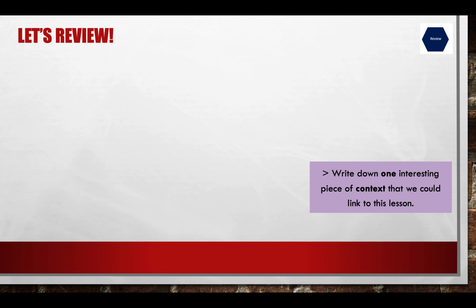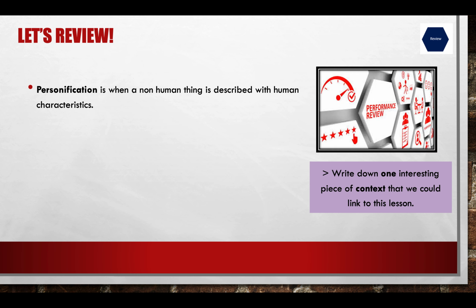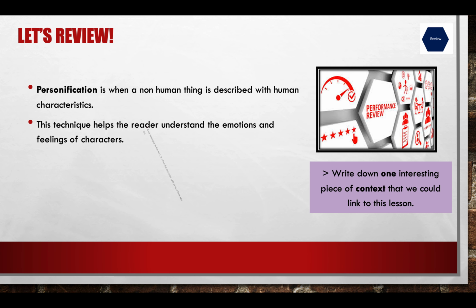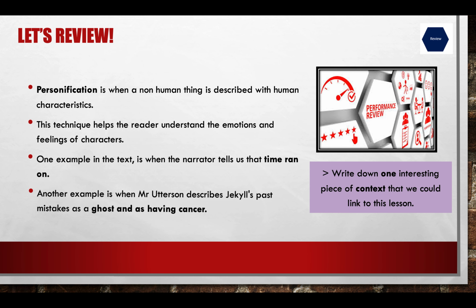And finally, let's review. So, personification is when a non-human thing is described with human characteristics. This technique helps the reader understand the emotions and feelings of characters. In the text by Stevenson, there are many solid examples of personification. One example is when the narrator tells us that time ran on. Another example is when Mr. Utterson describes Jekyll's past mistakes as a ghost, and as having cancer. When Dr. Lanyon tells us that sleep left him and deadly terror sits by him at all hours, we get a strong example of how personification can help convey a character's emotions.